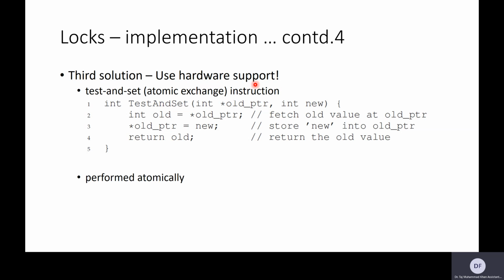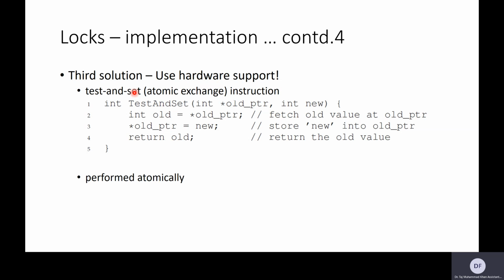So let's say we have this single instruction in our instruction set of our processor, which is called test and set. Okay, atomic exchange. It's also called atomic exchange. So this instruction, if it is included in our instruction set at assembly level, then we see how we can use this instruction to achieve the implementation of locks.